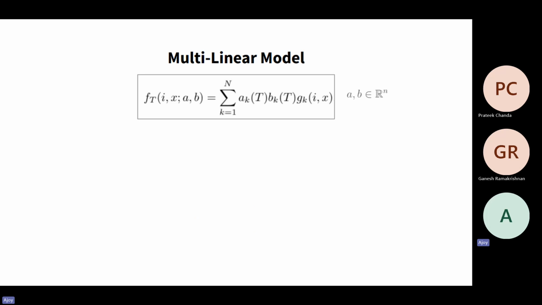Yes. So this is their multilinear model that they've proposed. A and B belong to this vector set of size n, and t means the model at timestamp t, and AK, BK, TK. These are the parameters that you're trying to learn. Next slide.